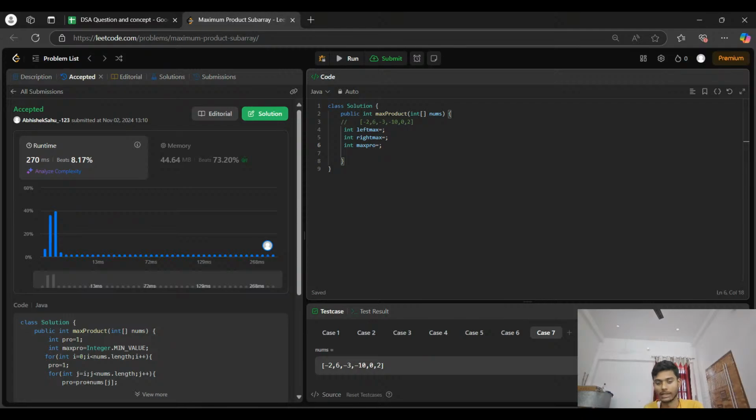These variables become right. What we thought: if minus two into six becomes minus 12, that multiplied by minus 3 becomes the left max. We need to consider left max and right max, right? What are the values? Left max, right max, nothing. Only use an integer.